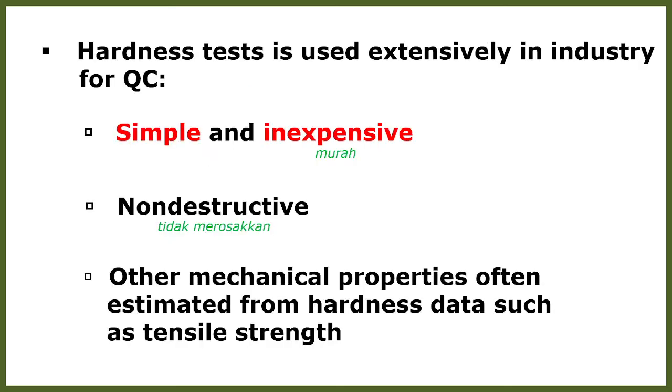Hardness test is used extensively in industry, especially for QC. Why? Because it is simple and inexpensive. You just use the machine, using a small indenter on the material, and then measure the indent size. It is non-destructive, so you can still use the material after the hardness test. Other mechanical properties are often estimated from the hardness data, such as tensile strength. By using the hardness, we can estimate the tensile strength of the material.